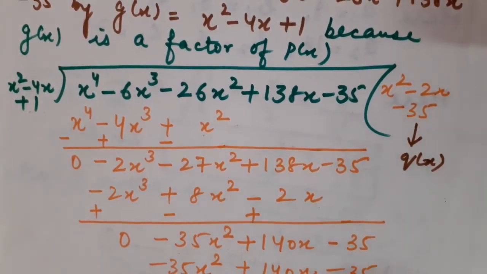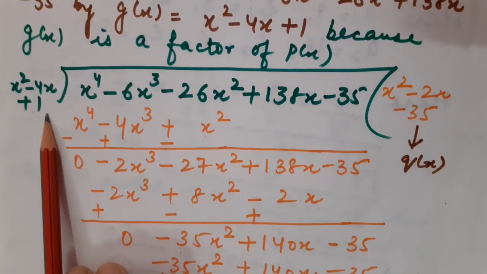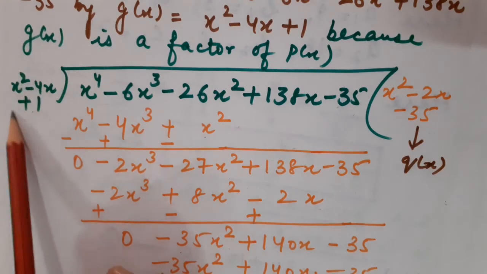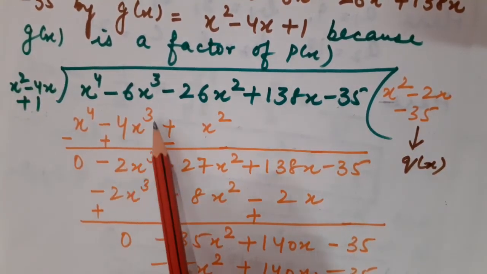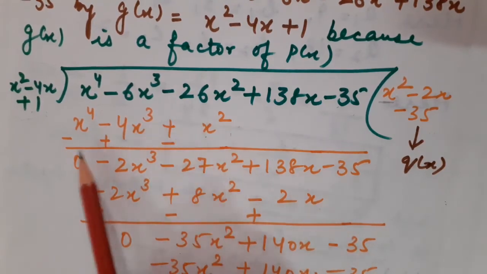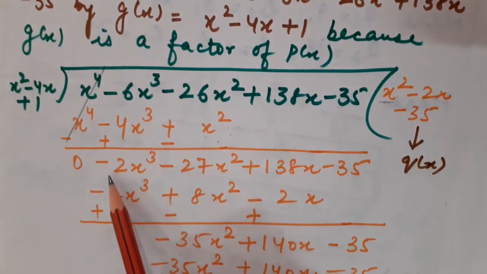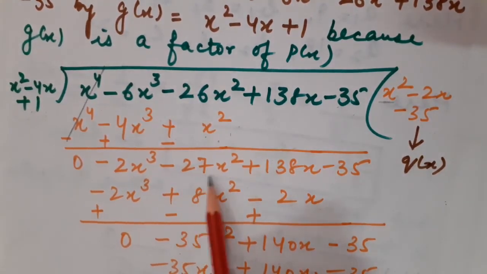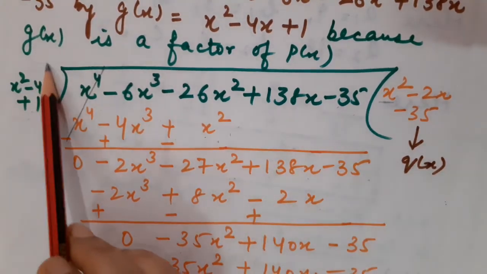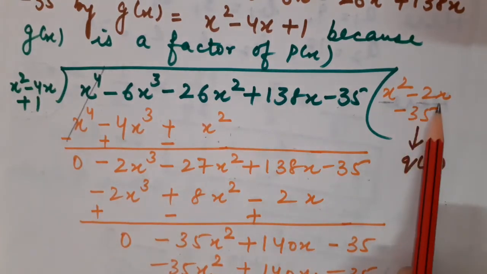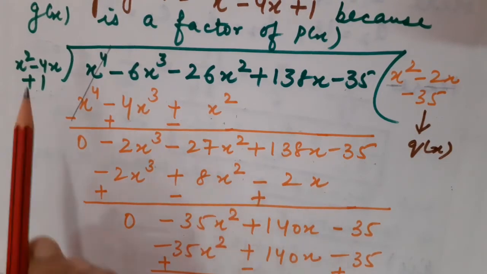So let us start the division. This is the biquadratic written over here and this is the quadratic polynomial which we have constructed just now. Multiply this complete g(x) by x square. I have got x raised to the power 4 minus 4x cube plus x square. Changing the sign while subtracting, they are going to be cancelled. Here I have got minus 2x cube minus 27x square plus 138x minus 35. Now I am multiplying this complete g(x) by minus 2x. So I have got minus 2x cube plus 8x square.